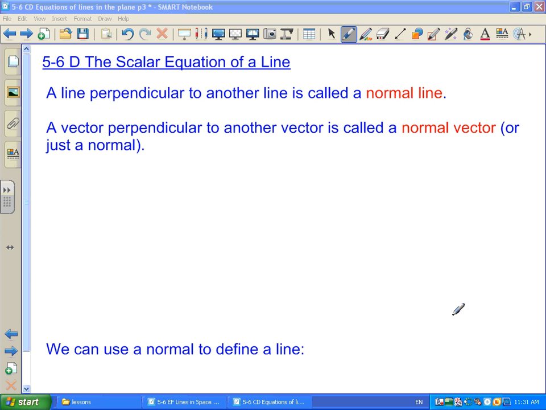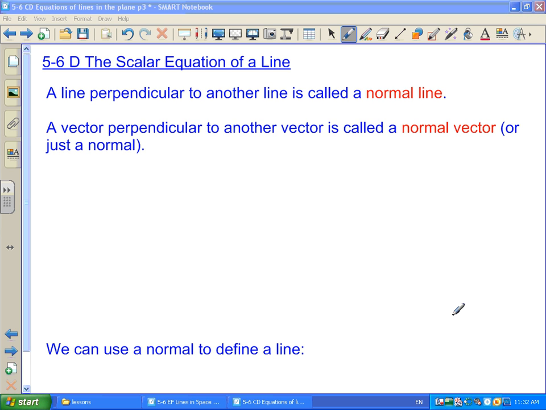First thing, what do we mean by a normal line? Well, a normal line is just a line that is perpendicular to some line that you're already given. So normal in this sense just means perpendicular or at a right angle to. So if we're talking about vectors specifically, a vector perpendicular to another vector is called a normal vector, or often we just call it by the word normal.